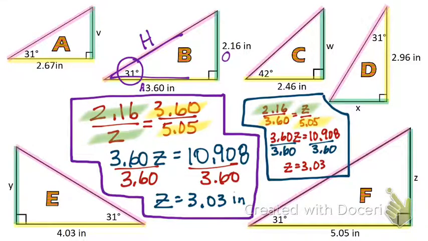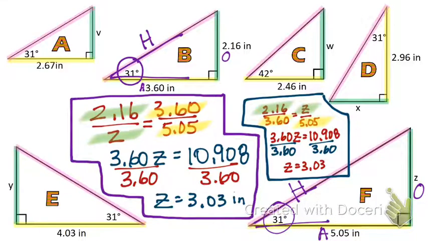When I go down to triangle F, here's my reference angle. It's made up of these two sides. The longer of the two sides is called the hypotenuse. The shorter of the two is called the adjacent, and the remaining side is called the opposite. And this is what's important about what we just did.